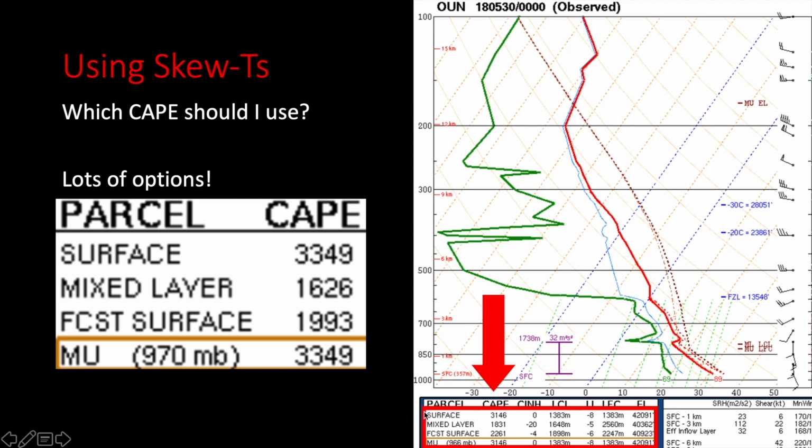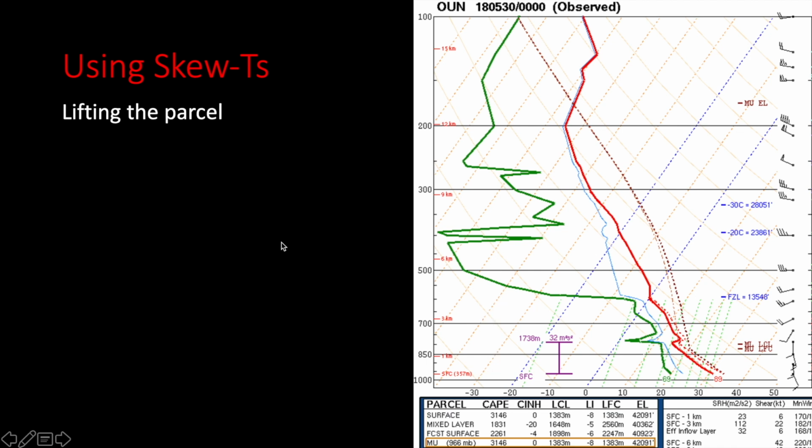So you're given a lot of CAPE values and LCLs and LFCs and everything down here. And it's a very common question, well, which one do I use? Because there's a lot of options down here. So let's go through this step by step, and let's remind ourselves how we got these in the first place. All we got to do is lift our parcel here to start our parcel theory.